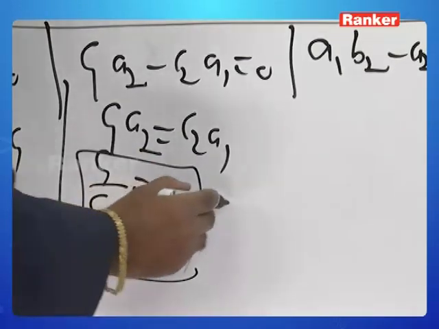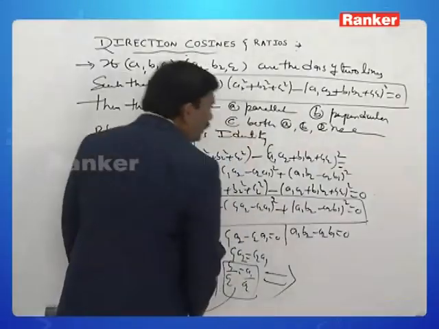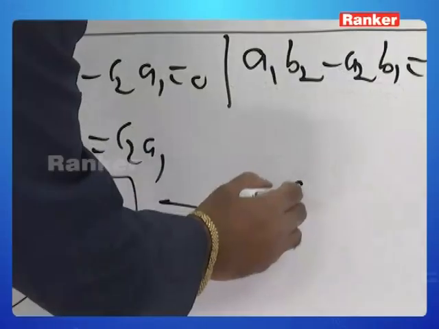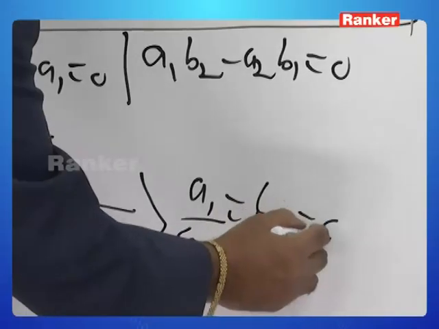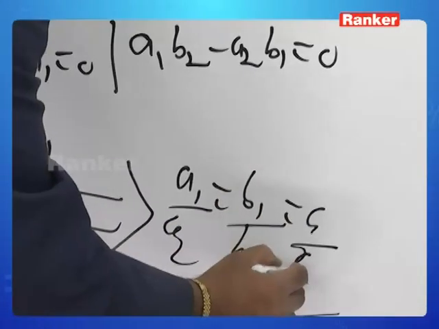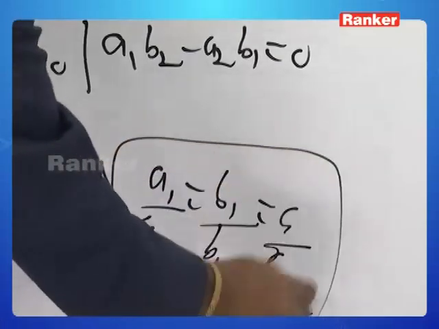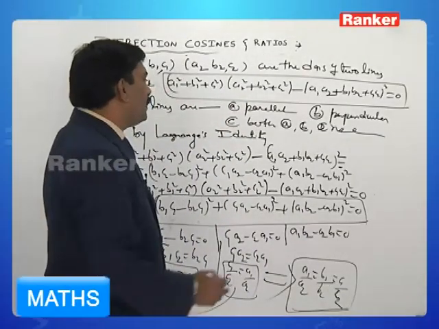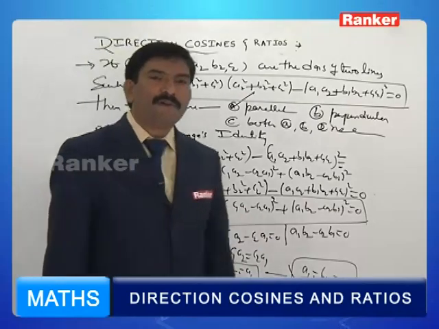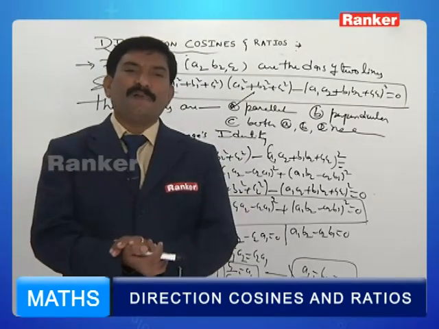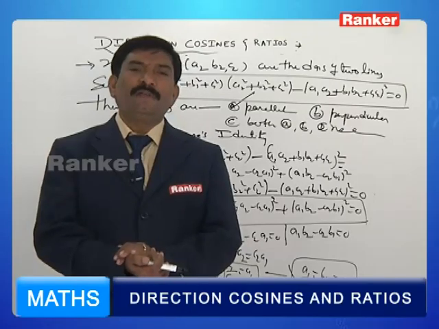From these two conditions, what I can write is A1 by A2 is equal to B1 by B2 is equal to C1 by C2. Then the two lines are what? Parallel. This is the condition for two lines to be parallel.